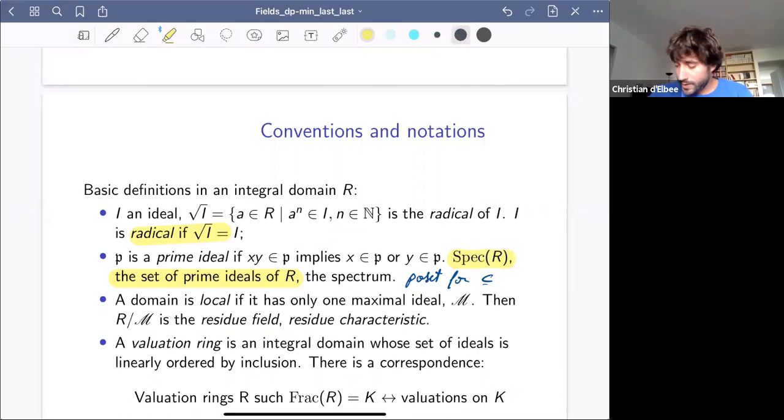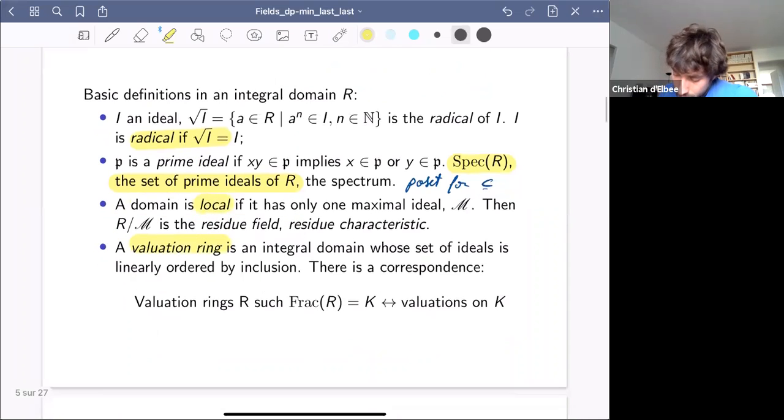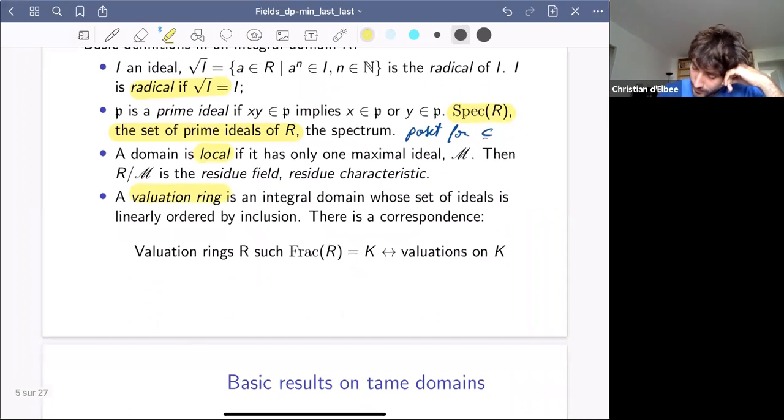A domain is local if it has only one maximal ideal. So this is classical. And in this case, you have what is called the residue field, the quotient of this ring by its maximal ideal, which is a field, and so we also have the notion of residue characteristic. And then a valuation ring is an integral domain whose set of ideals is linearly ordered by inclusion. In this particular case, there is a well-known correspondence between valuation rings of some K, so that the fraction field is K, and valuations on K, for any field.